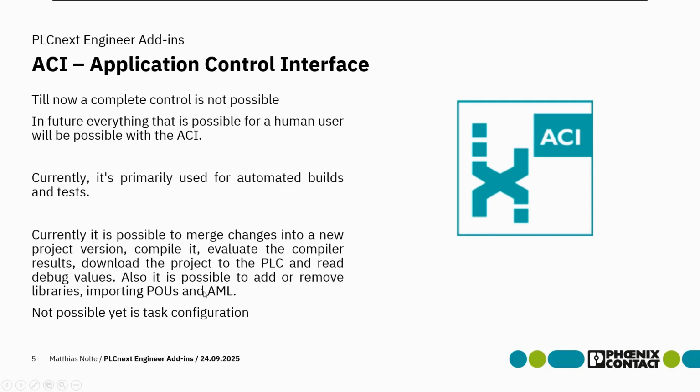Currently it is possible to merge changes into a new project version, compile it, evaluate the compiler results, download the project to the PLC and read debug values. Also it is possible to add or remove libraries, importing POUs and AML. Not possible yet is task configuration.